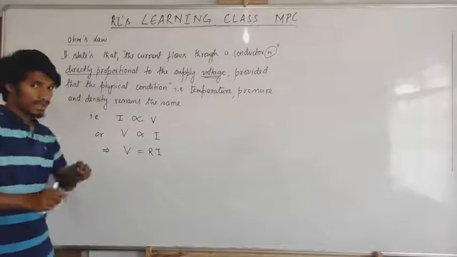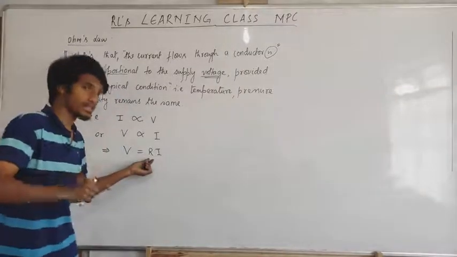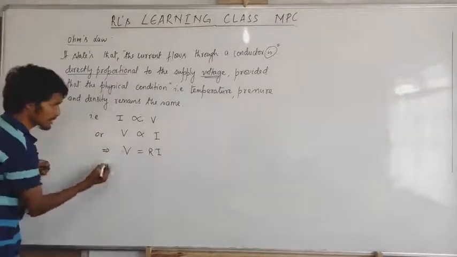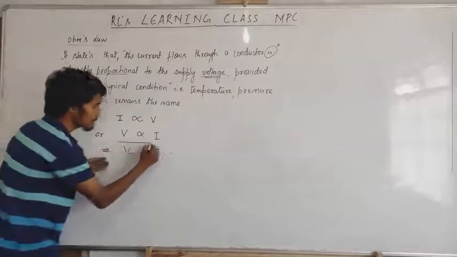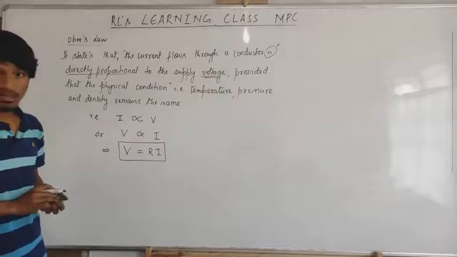Then what is V? Electric potential. What is I? Electric current. And what is this R? This is a constant of proportionality. Okay, now this will be the mathematical expression of Ohm's law.